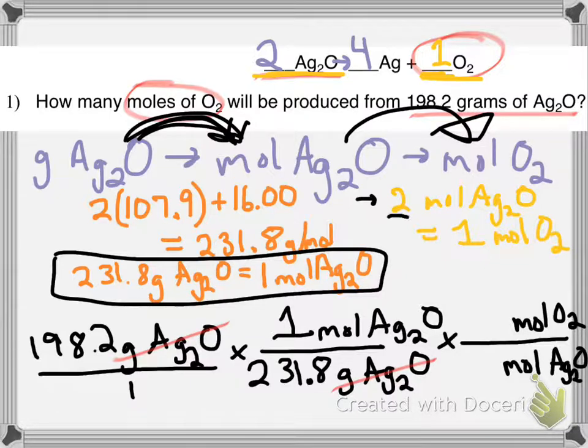And then that's 2 moles of silver oxide for every 1 mole of oxygen. So I can fill in those numbers, and now I can multiply across by my numerators and divide by my denominator.